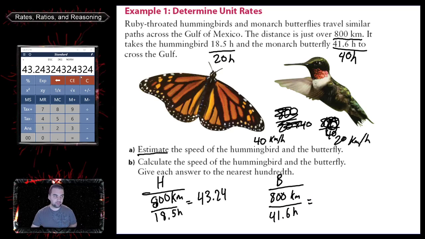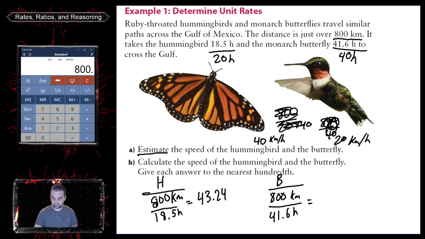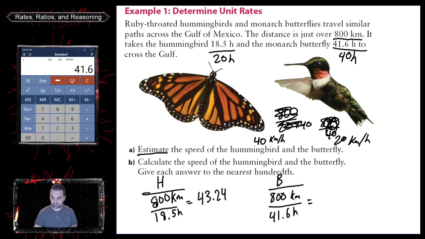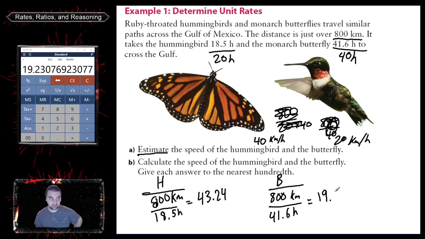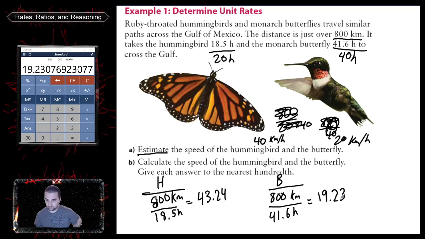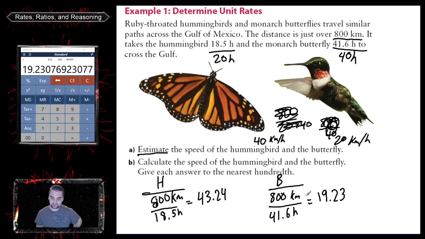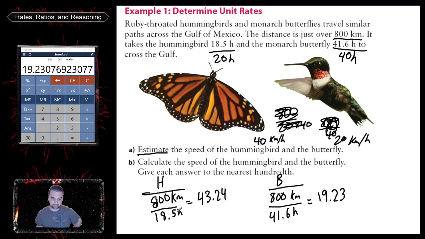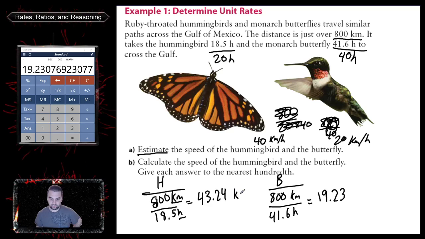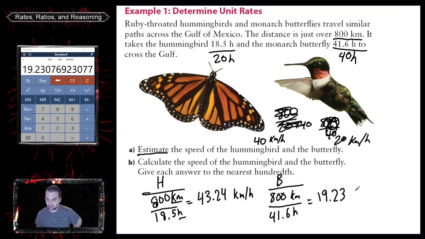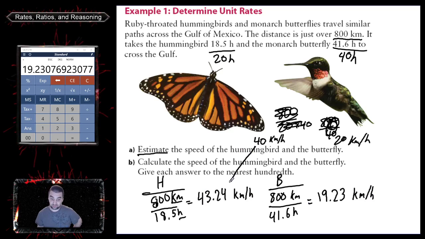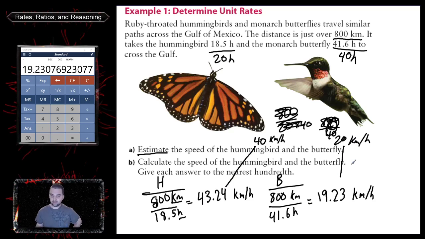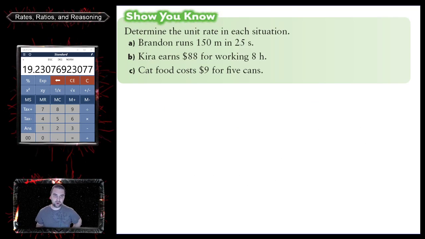Okay, same thing. Look at your calculator over there. 800 divided by 41.6 is 19.23. And I left out the units here, but remember, we're doing kilometers per hour. So this is 43.24 kilometers per hour, and this is 19.23 kilometers per hour. Now our estimations were 40 and 20. It's pretty good. Okay, moving on.